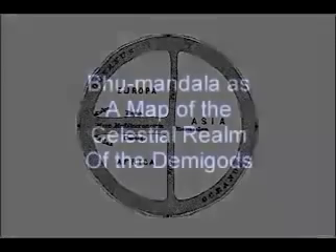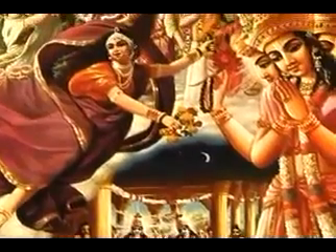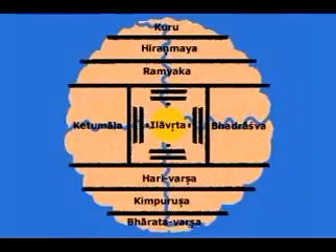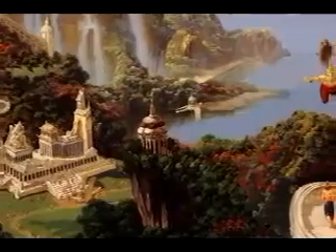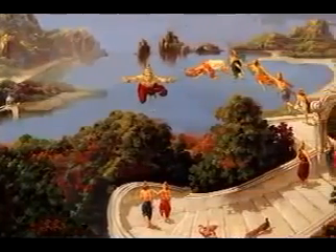Bhumandala as a map of the celestial realm of the demigods. Bhumandala can also be understood as a map of the celestial realm of the demigods. One curious feature of Jambudweep is that the Bhagavatam describes all of the Varshas, or regions, other than Bharata Varsha, as heavenly realms, where the inhabitants live for 10,000 years without suffering. This has led some scholars to suppose that Indians used to imagine foreign lands as celestial paradises.